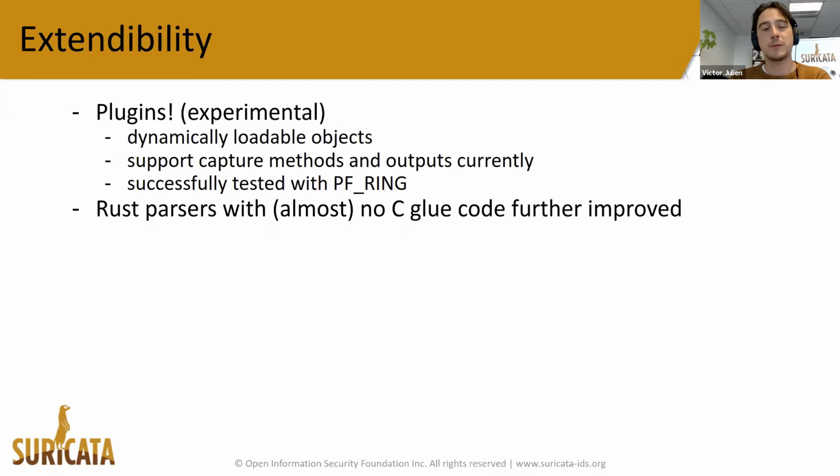You can write your own capture method. You can write a part of the outputs. So you would be able to say something like, I want the Redis output for Eve, and that Redis part would then be covered currently. We've successfully tested this with pfring, which is currently still part of our code base, but once the plugin support becomes stable, we would probably move pfring to a plugin, and other capture methods that are not really core Suricata components could also move to plugins.